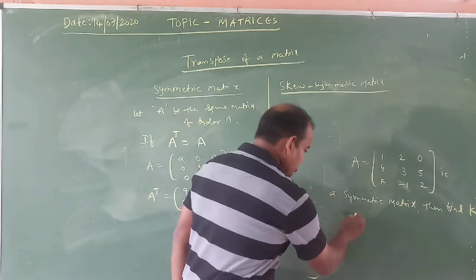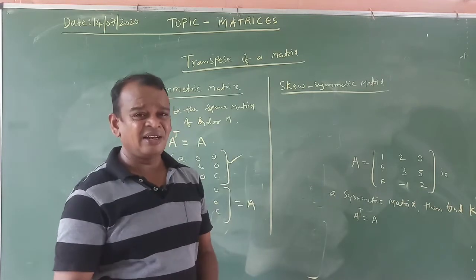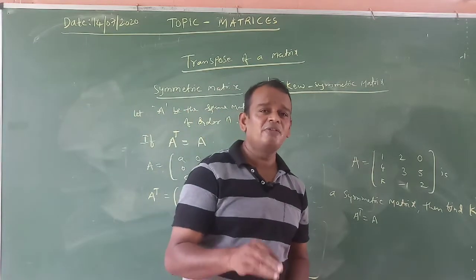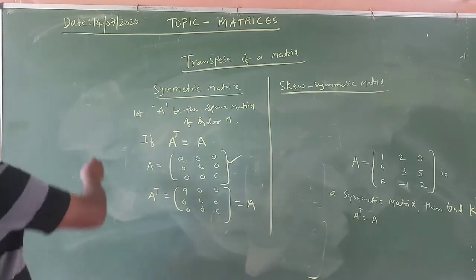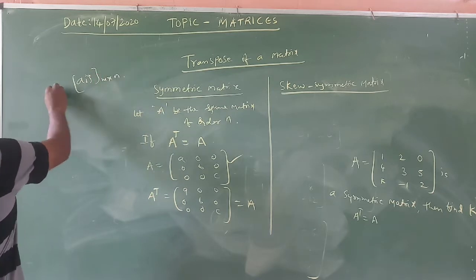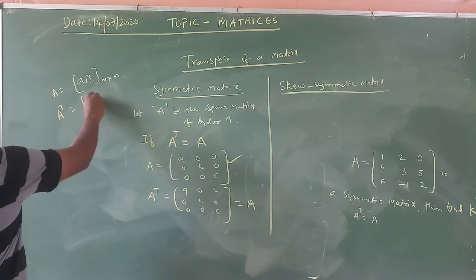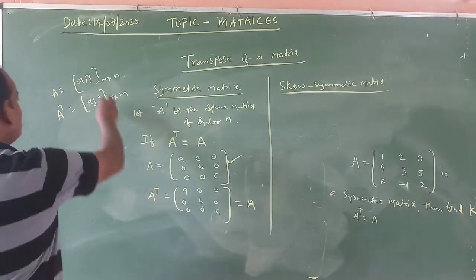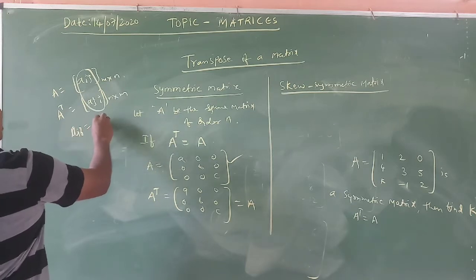For a symmetric matrix, you know the definition: A transpose is equal to A. Without doing the whole problem, we can write the answer directly. When A transpose is equal to A, what does the definition mean? A is Aij of order m by n, and A transpose is Aji of order n by m, interchanging the rows and columns. These must be equal, so Aij is equal to Aji.